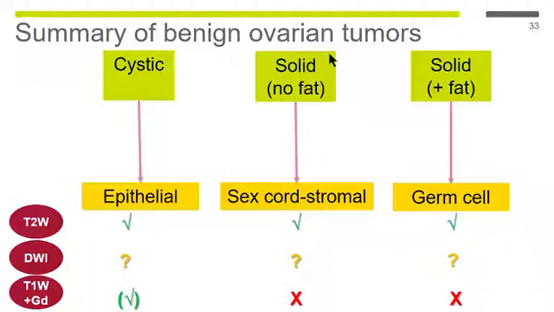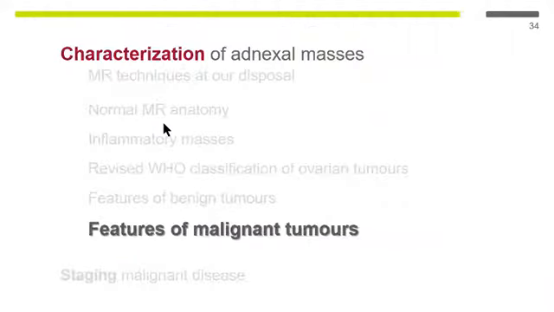So where are we with the benign ovarian tumors? Basically, cystic are epithelial, solid without fat are the sex cord tumors, solid with fat are the germ cell tumors. T2-weighted imaging is mandatory. Diffusion-weighted imaging is pretty, but doesn't really help. And gadolinium is used just to exclude the presence of enhancing nodules within the cystic ones.